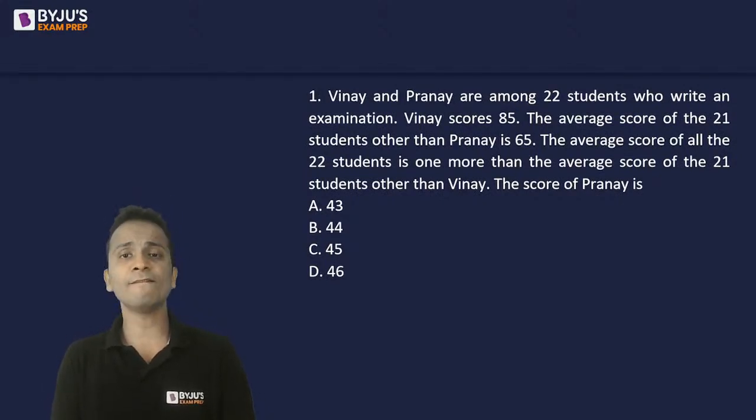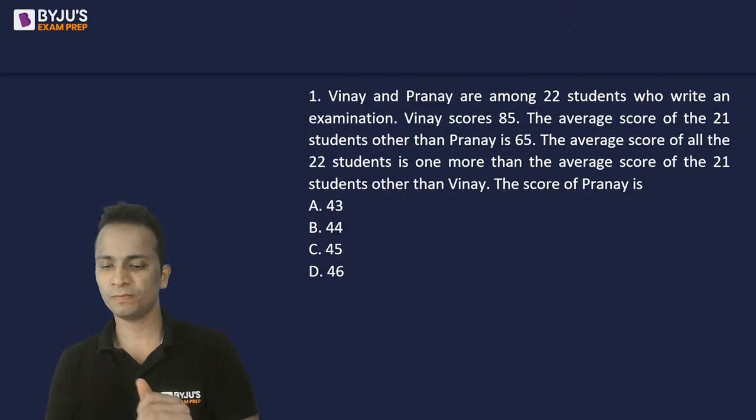The question says that Vinay and Pranay are among 22 students who write an examination. Vinay scores 85. The average score of the 21 students other than Pranay is 65. The average score of all 22 students is one more than the average score of 21 students other than Vinay. The score of Pranay will be which one among the following options?